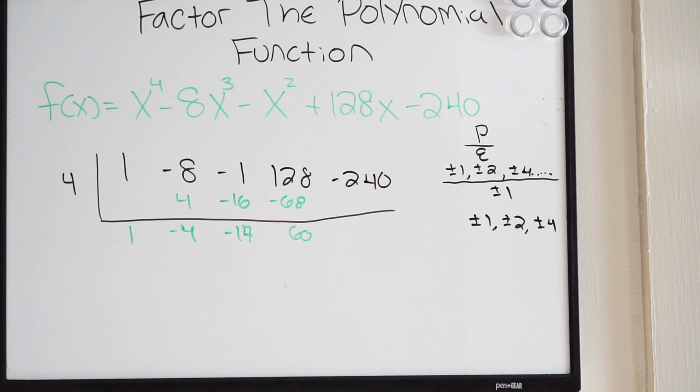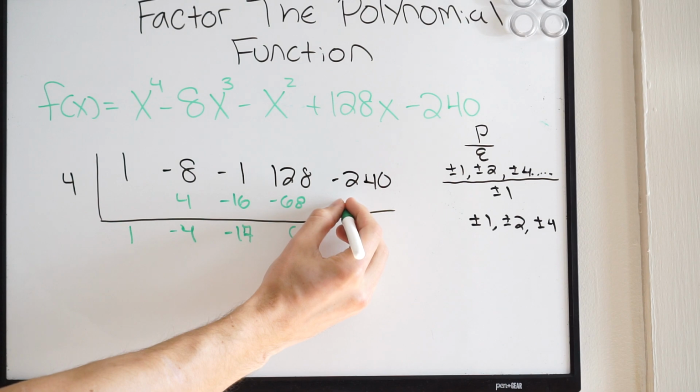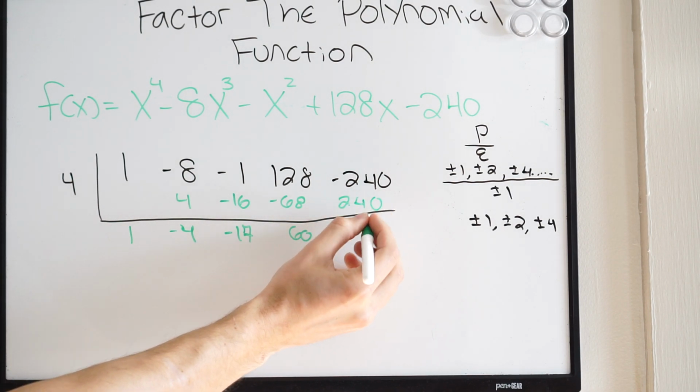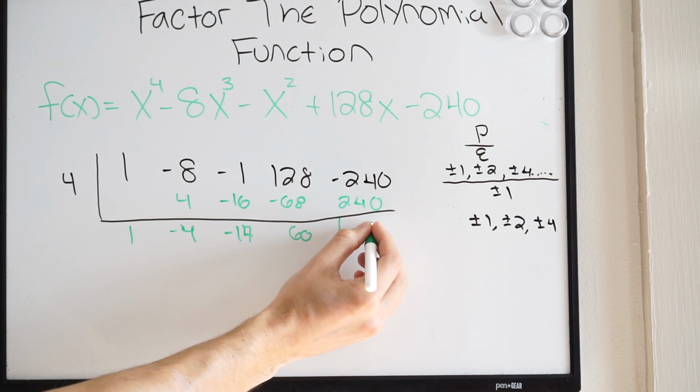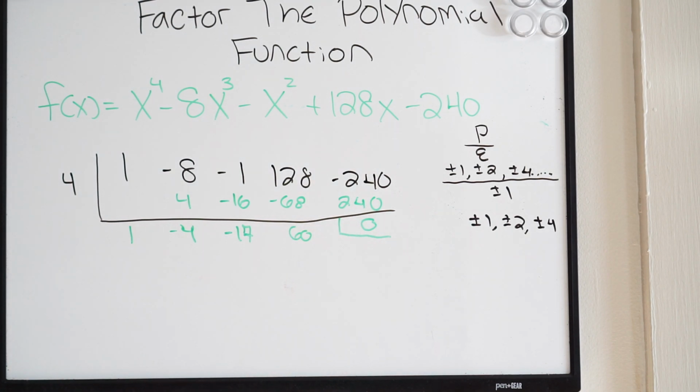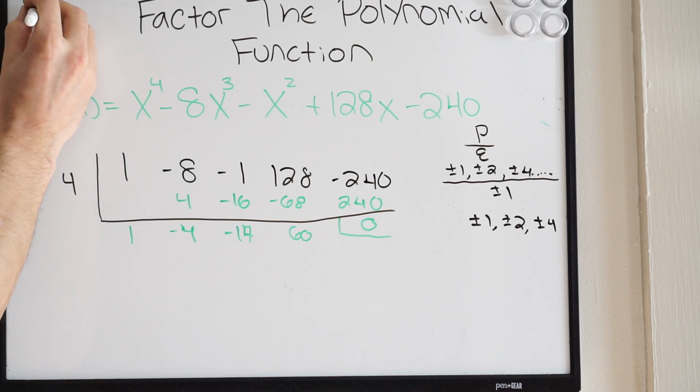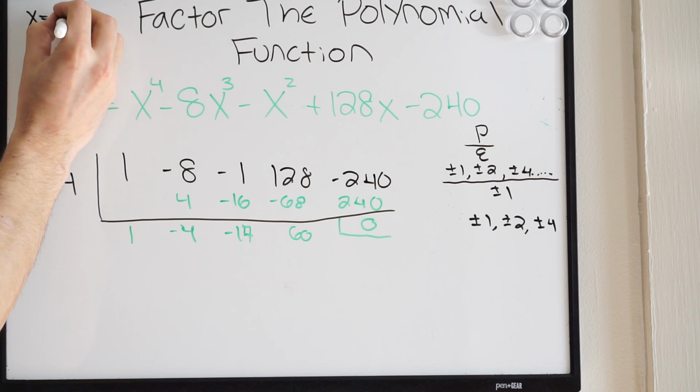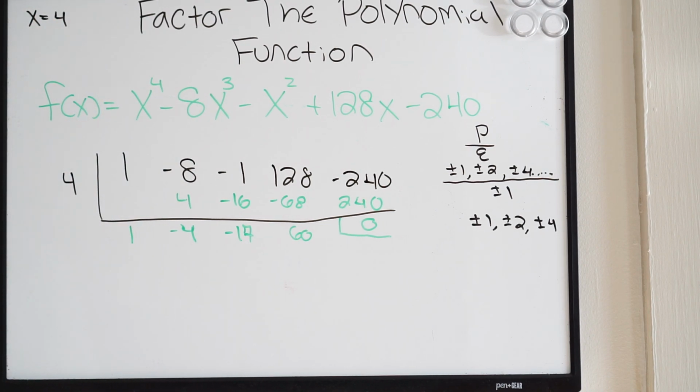And then 60 times 4, well that's going to be 240. And you can see here from my remainder, it's 0. And remember, if we have a remainder of 0, that tells us that this is in fact a root of this function. Okay, so let's keep track of this. So we know that x equals 4 is a root. So I'm going to write this up top so we don't forget. X equals 4. Okay, that is definitely a root.